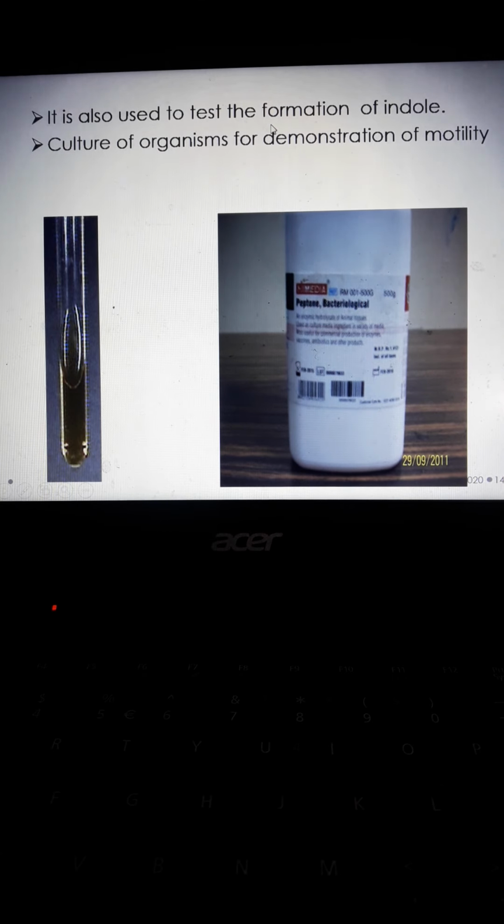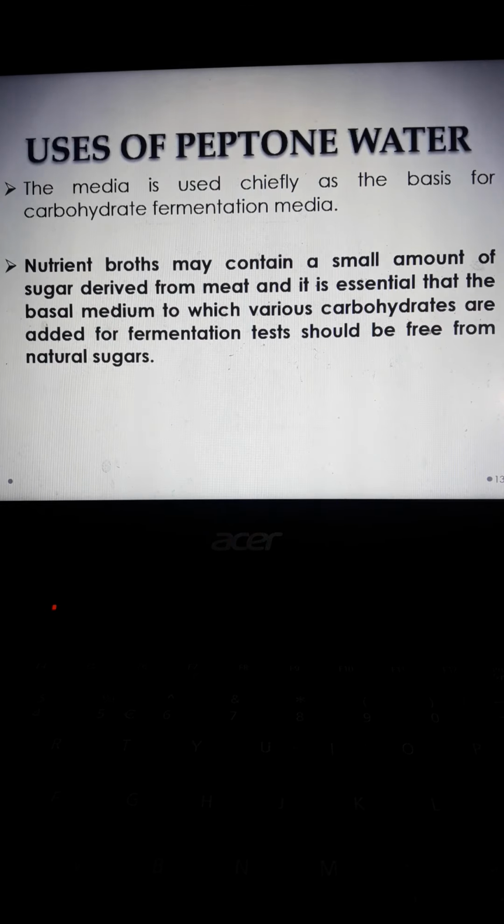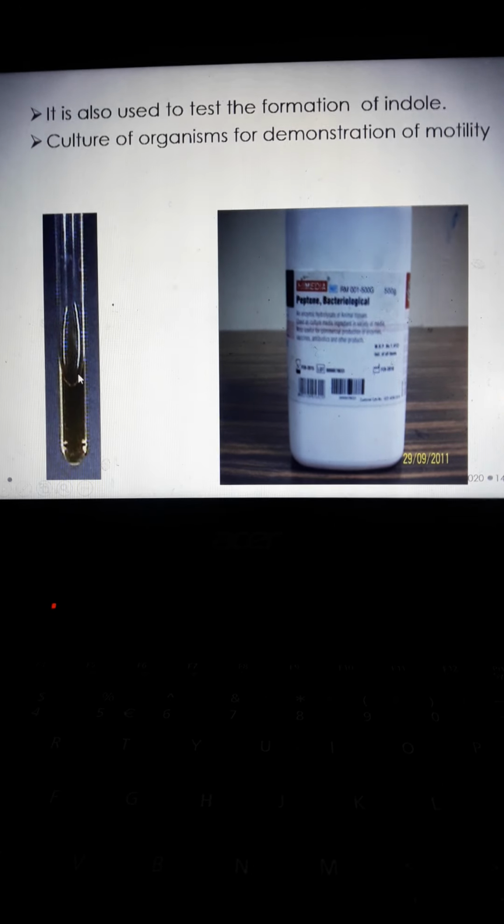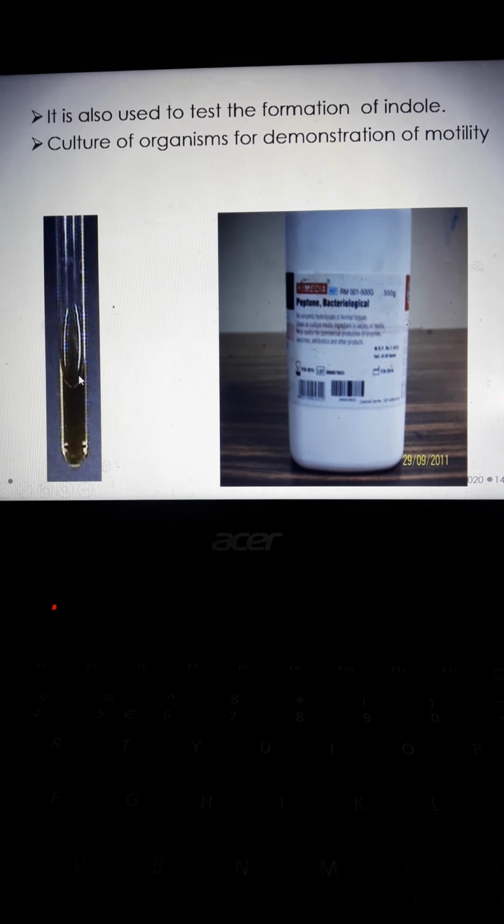It is also used to test formation of indole, and culture of organisms for demonstration of motility. So, kung say motility, may mga movement. So, pwede mo yun gamitin, ang tawag natin ang peptone water. So, makita mo yan to examine under microscope. So, gamitan na yan ng biconcave na slides. So, lagay natin ng culture doon ng peptone. For example, kung ano doon, may mga motility or movement of the bacteria.